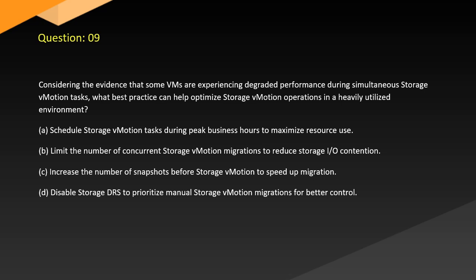Question 9. Considering the evidence that some VMs are experiencing degraded performance during simultaneous Storage vMotion tasks, what best practice can help optimize Storage vMotion operations in a heavily utilized environment? A. Schedule Storage vMotion tasks during peak business hours to maximize resource use. B. Limit the number of concurrent Storage vMotion migrations to reduce storage I/O contention. C. Increase the number of snapshots before Storage vMotion to speed up migration. D. Disable Storage DRS to prioritize manual Storage vMotion migrations for better control.